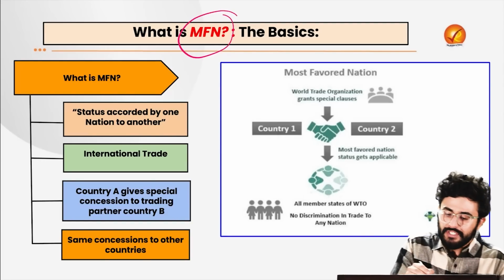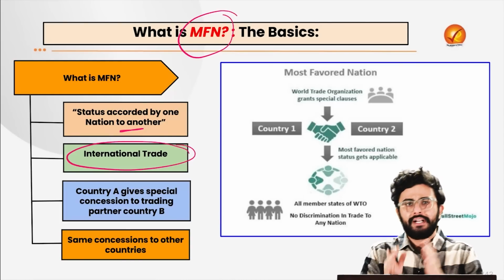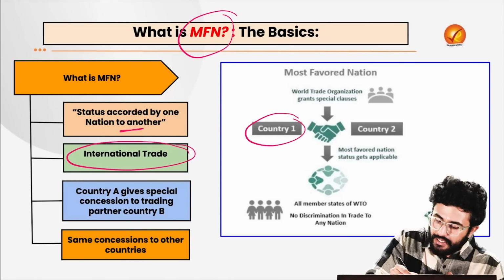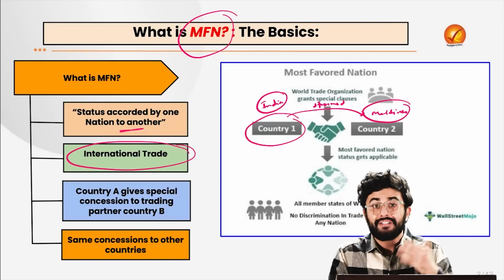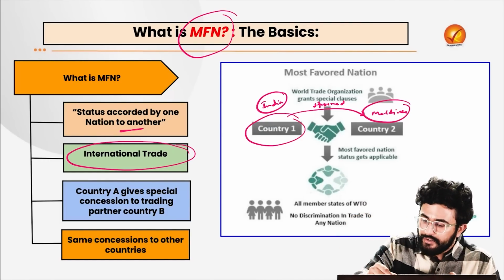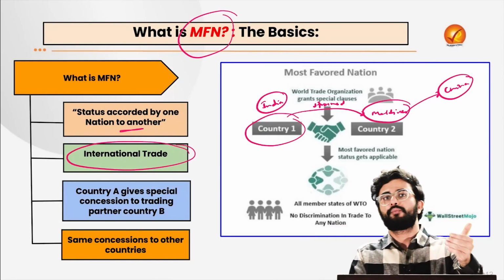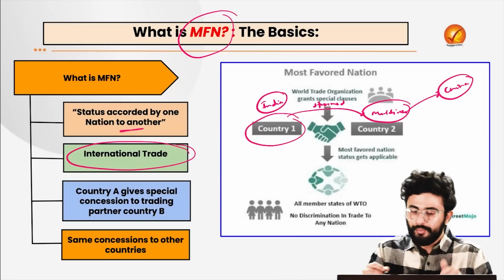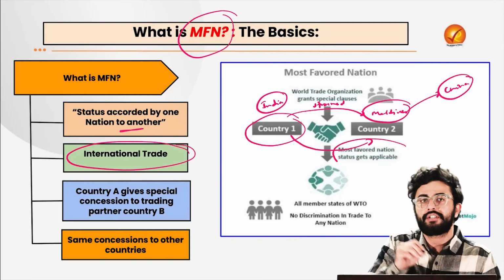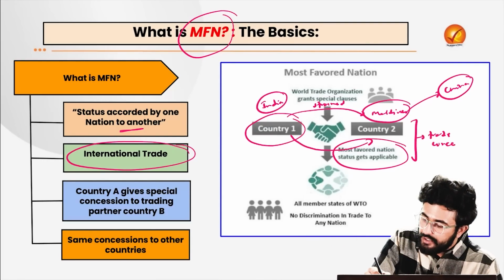Well, it is a status which is accorded by one nation to another in the sphere of international trade. So let's say, for example, there is a country A named India, and this country A has a strained relationship with another country B. Let's say that country is Maldives. The reason is that, hypothetically, this country has a much closer alignment with another nation, and that is China. So now, as a future diplomat, you give a suggestion that to reboost our relation with Maldives, we should provide a most favored nation status to Maldives, under which we are going to provide several trade concessions to Maldives.